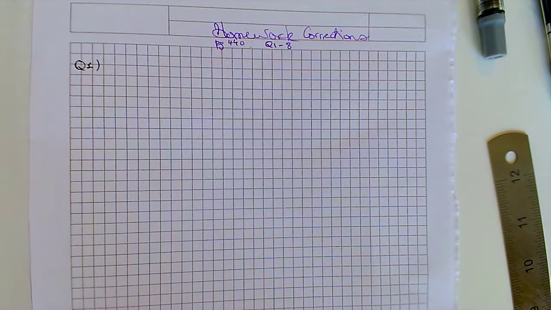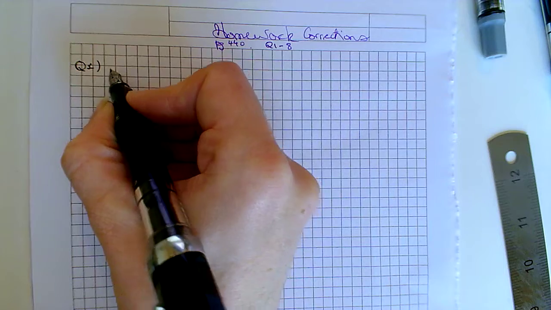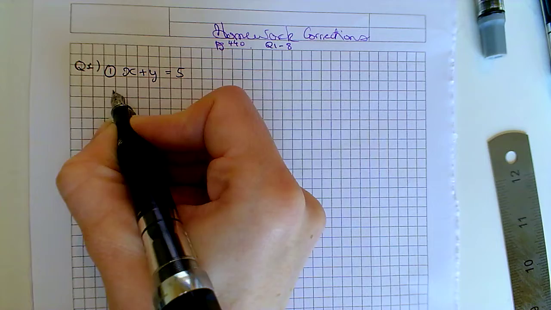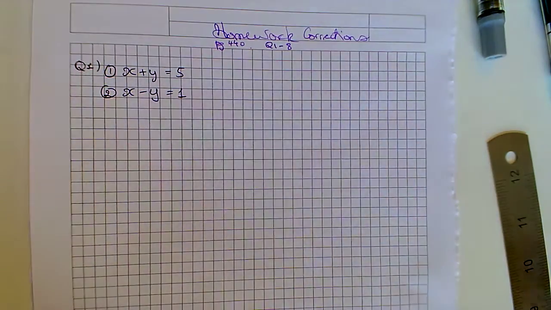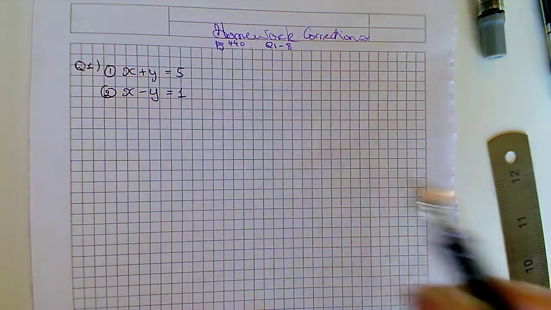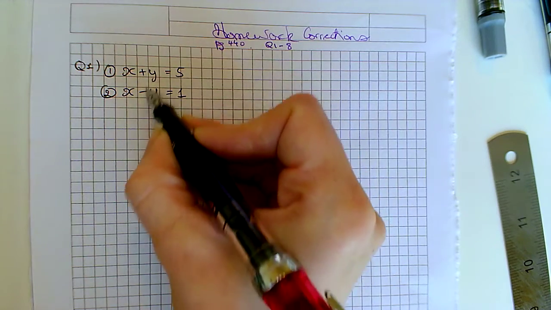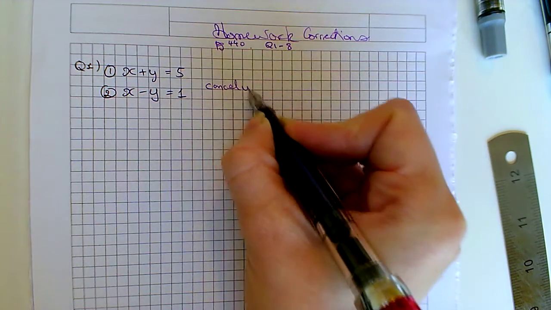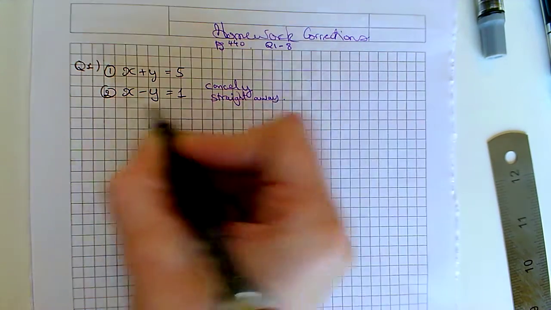Now, let's look. So you had page 440 in book 1, questions 1 to 8. And the first question asked us to solve this set of equations. I'm going to label them equation 1, x plus y equals 5, and equation 2, x minus y is equal to 1. Now these are set up so that I can already cancel y because the y's have the same number in front of them and opposite sign. So I don't need to do any manipulating. I can just cancel y straight away by adding these equations together.